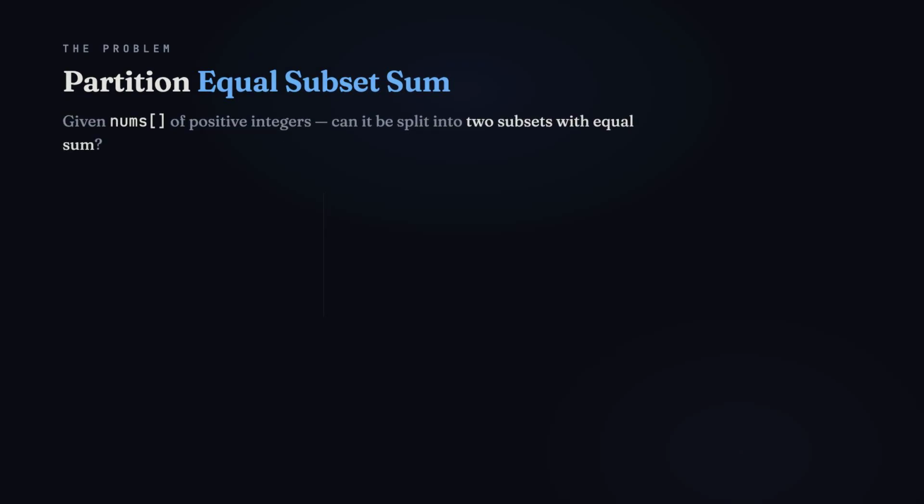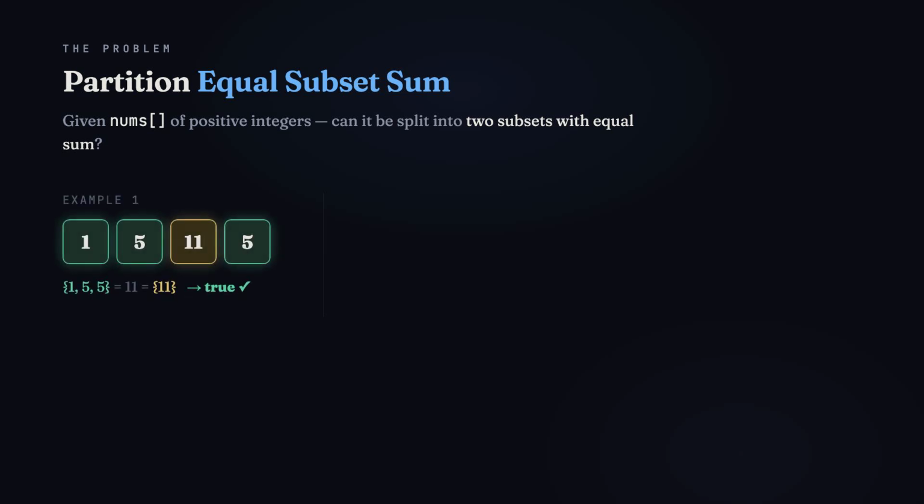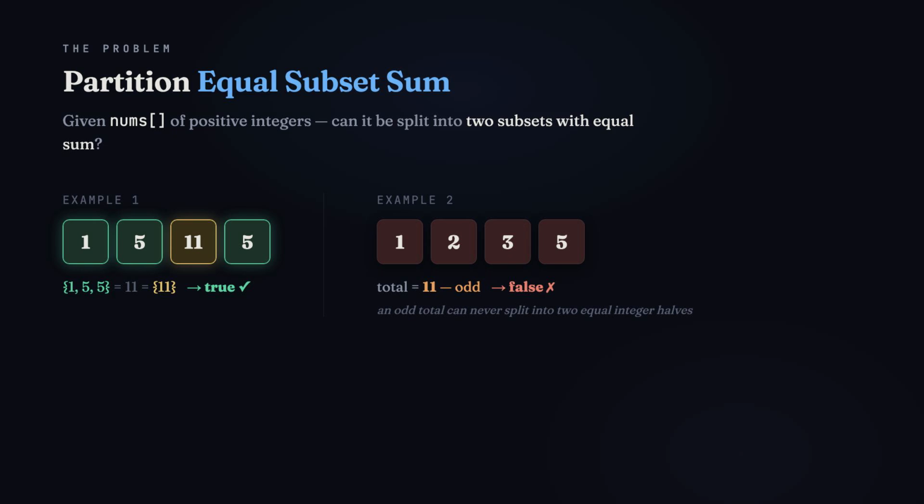Here's the formal problem. Given an array of positive integers, can it be partitioned into two subsets with equal sum? For 1, 5, 11, 5, yes. But for 1, 2, 3, 5, the total is 11. An odd number can never split into two equal integer halves, so the answer is immediately false.